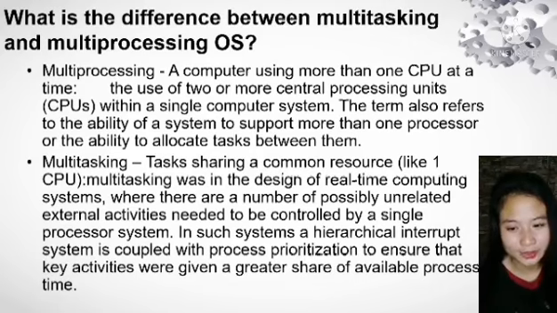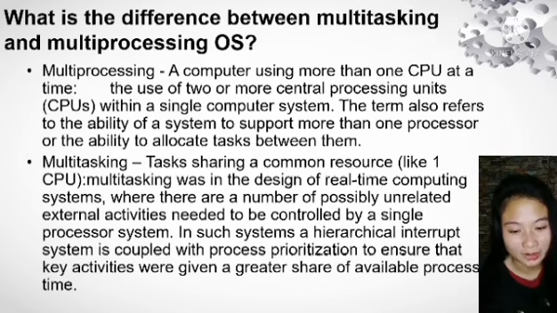The third one is, what is the difference between multitasking and multiprocessing OS? Multiprocessing is a computer using more than one CPU at a time. It is the use of two or more central processing units, or CPUs, within a single computer system. The term also refers to the ability of a system to support more than one processor or the ability to allocate tasks between them.